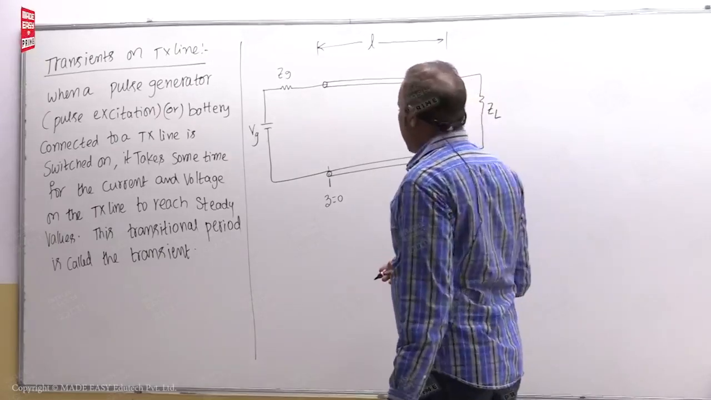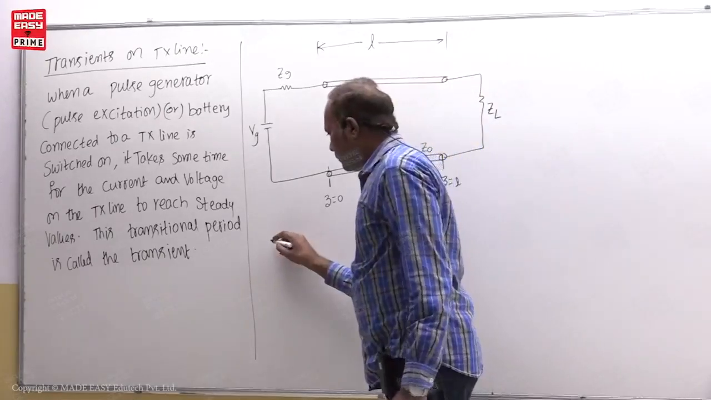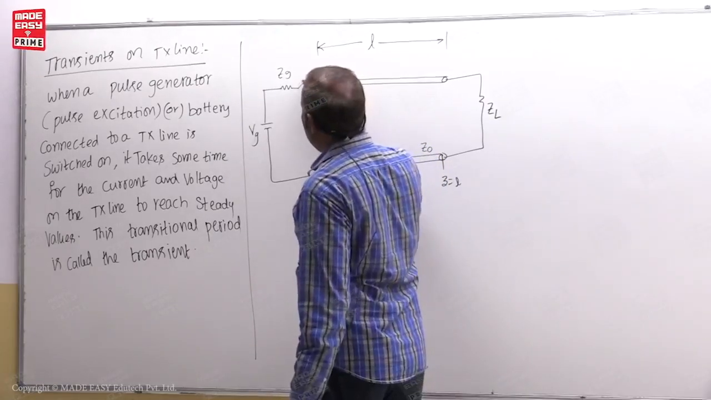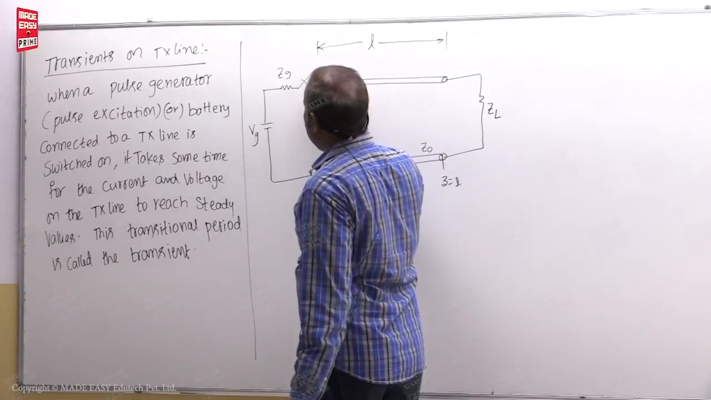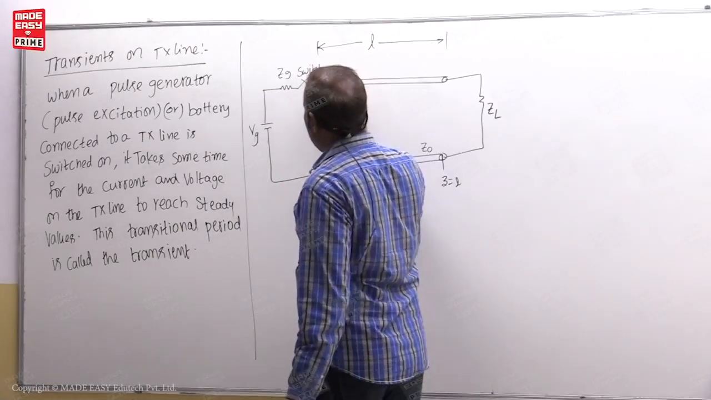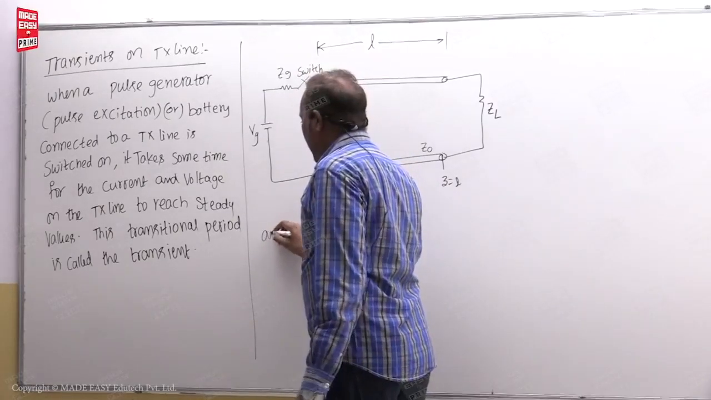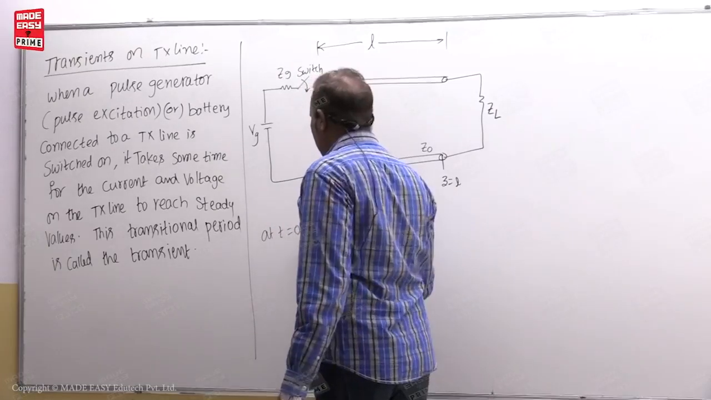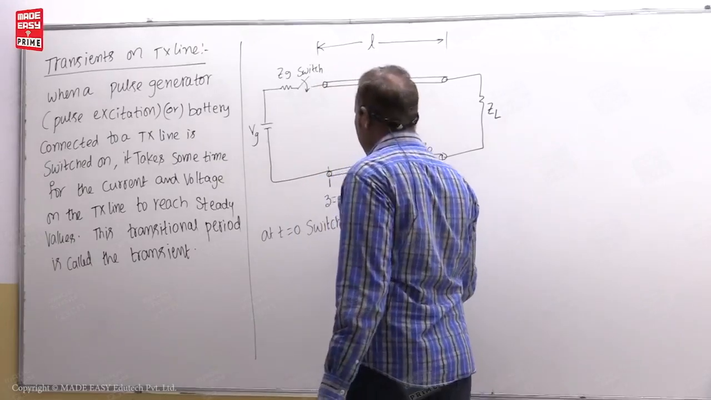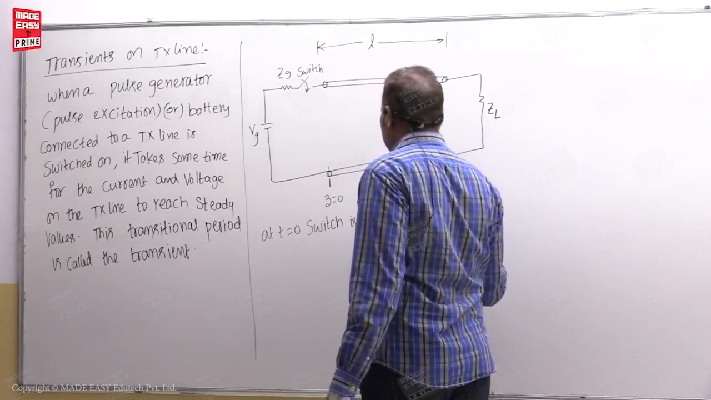Now what happens, students, here? When this switch is turned on, this is the switch actually, at t equal to 0, the switch is turned on.